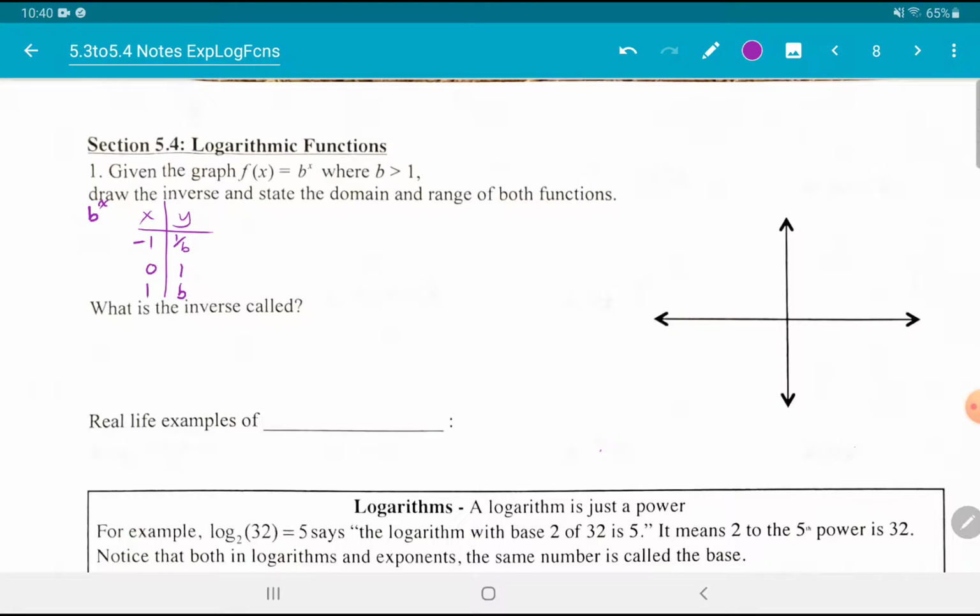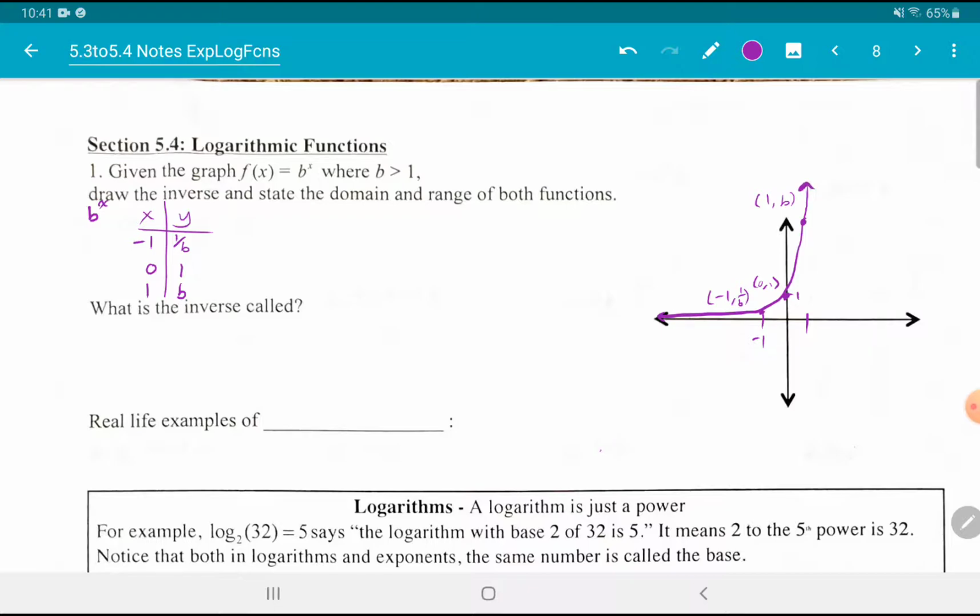Okay, so if we graph those, at -1 we'll get the value of 1 over b, pretty small. If we plug in 0, we'll get 1. And if we plug in 1, we'll get some value b. Let's call that b up here. So this is going to be the point (1, b). Here's our point (-1, 1 over b), and over here is our point (0, 1). You can see our graph is an exponential growth graph, just like that.